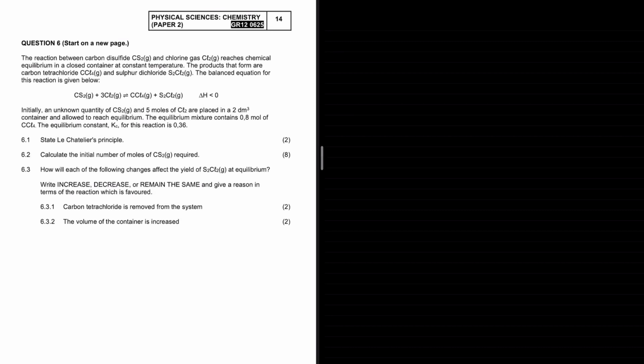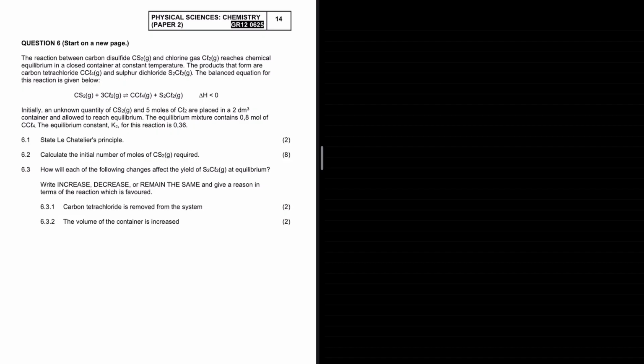The reaction between carbon disulfide and chlorine gas reaches chemical equilibrium in a closed container at constant temperature. The products that form are carbon tetrachloride and sulfur dichloride. The balanced equation for this reaction is given below.